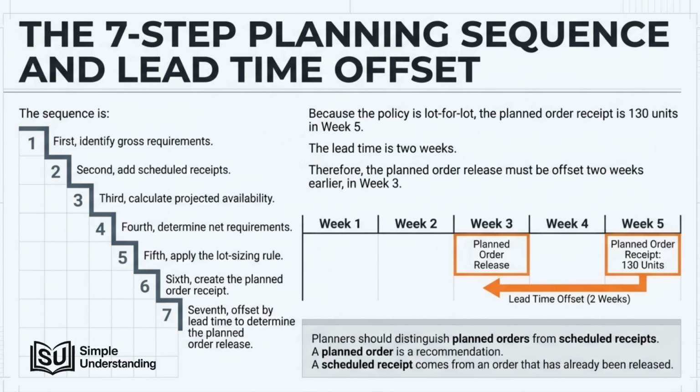The sequence is, first, identify gross requirements. Second, add scheduled receipts. Third, calculate projected availability. Fourth, determine net requirements. Fifth, apply the lot sizing rule. Sixth, create the planned order receipt. Seventh, offset by lead time to determine the planned order release. Planners should distinguish planned orders from scheduled receipts. A planned order is a recommendation. A scheduled receipt comes from an order that has already been released.